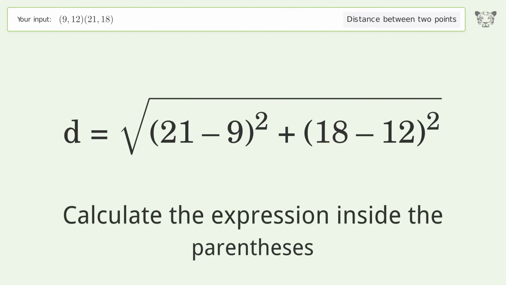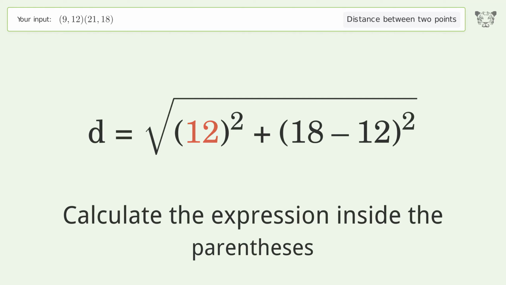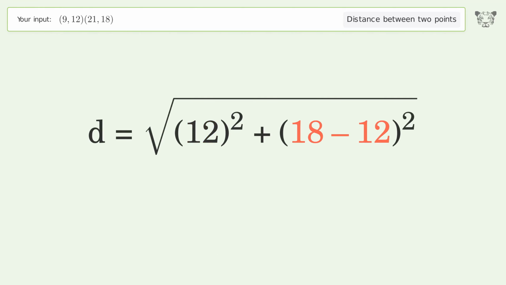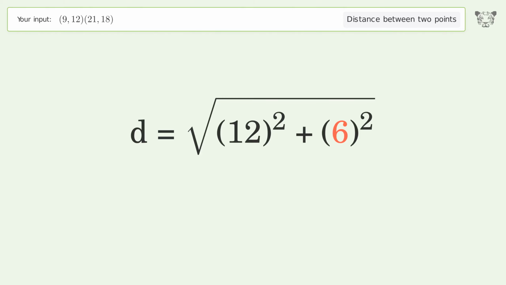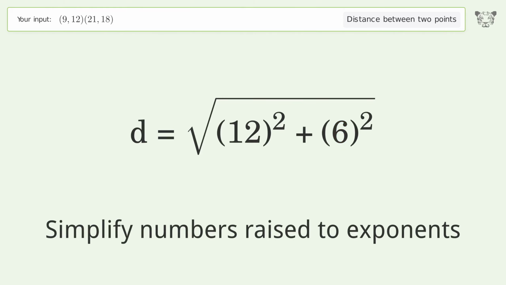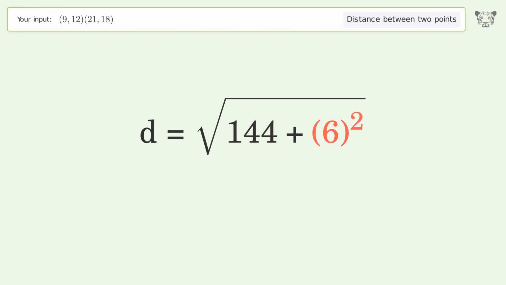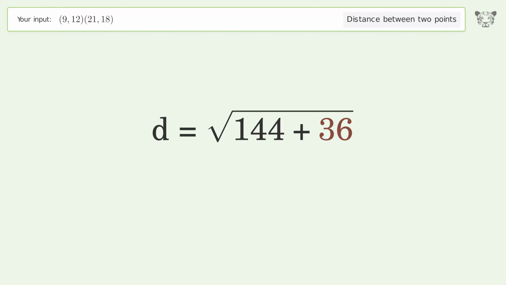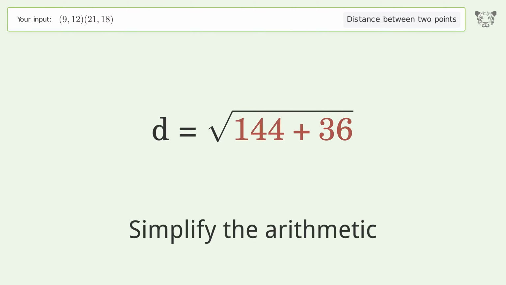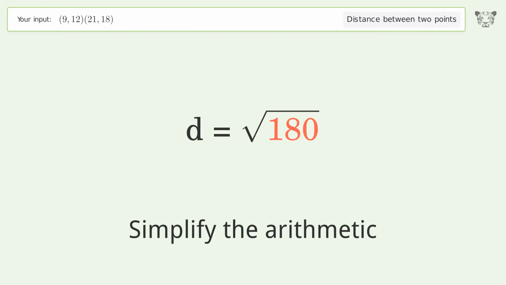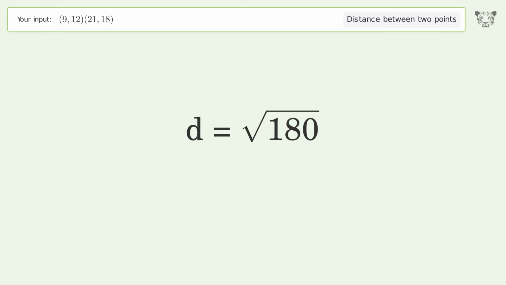Calculate the expression inside the parentheses. Simplify numbers raised to exponents. Simplify the arithmetic. And so the distance between the 2 points is the square root of 180, or 13.416.